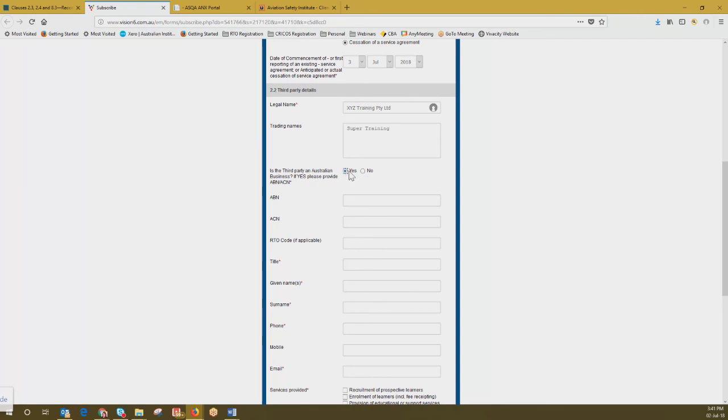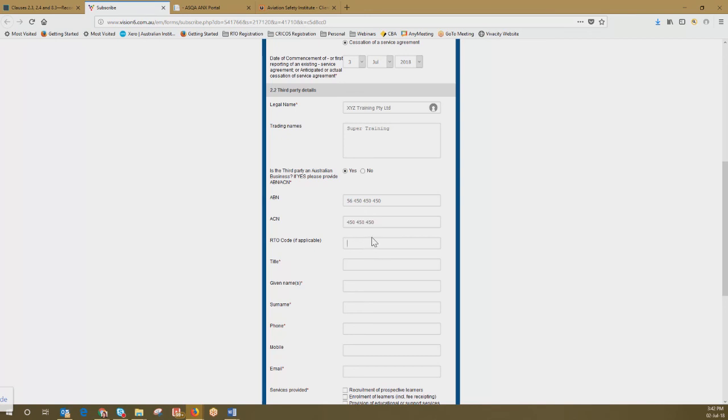If no, it might be someone who's working under a third party arrangement who isn't earning over $75,000 a year, who is going to be recruiting students on your behalf and doesn't have an ABN. That's where they may not have an ABN. In most cases, they would have an ABN. So here, you would then put their ABN. You put that in there. And then if they have an ACN, you should also put that in here.